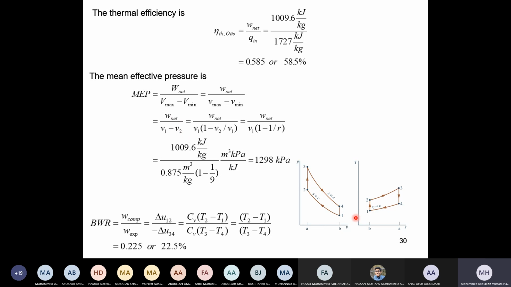The V1, if I take V1 out, then V1 minus V2 over V1. V2 over V1 is 1 over R. So now with this V1, we have calculated that, so I can get the mean effective pressure at this one. Now the back work ratio is W compressor over W turbine. So I divide W compressor, which is delta U12, over delta U34, and this will give me 22.5%.